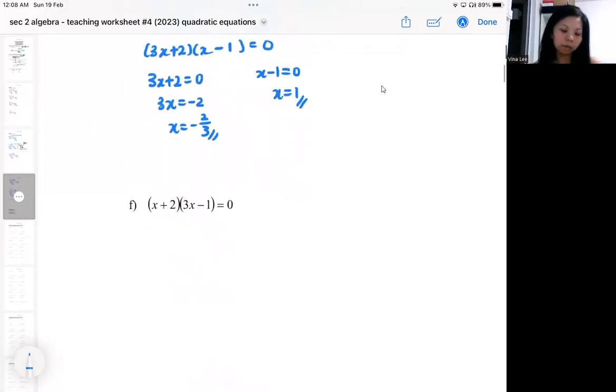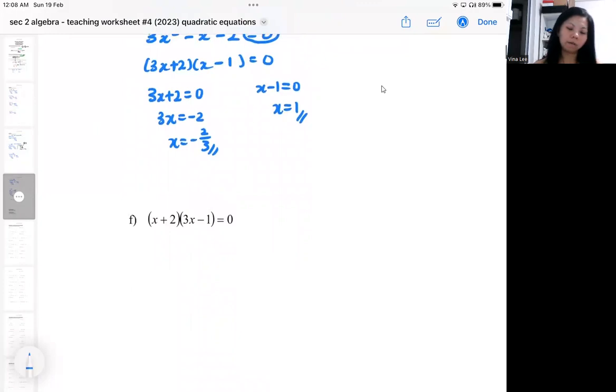The last one here, okay, they factorize nicely already. So it is already a product. So bracket times bracket equal to 0. So the first bracket can be a 0, or the second bracket is a 0.